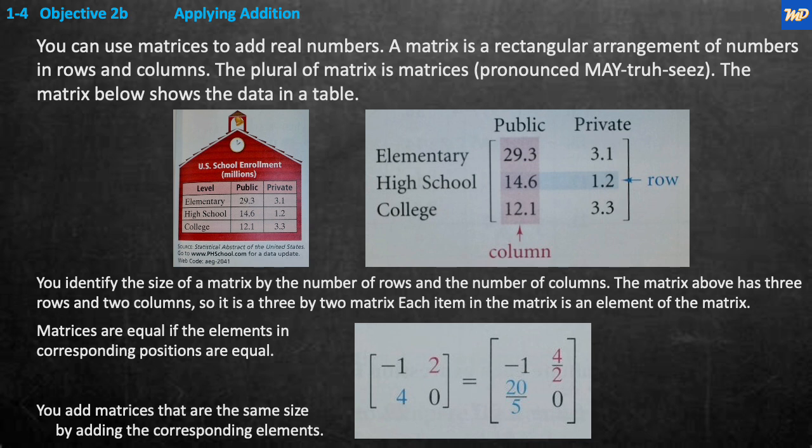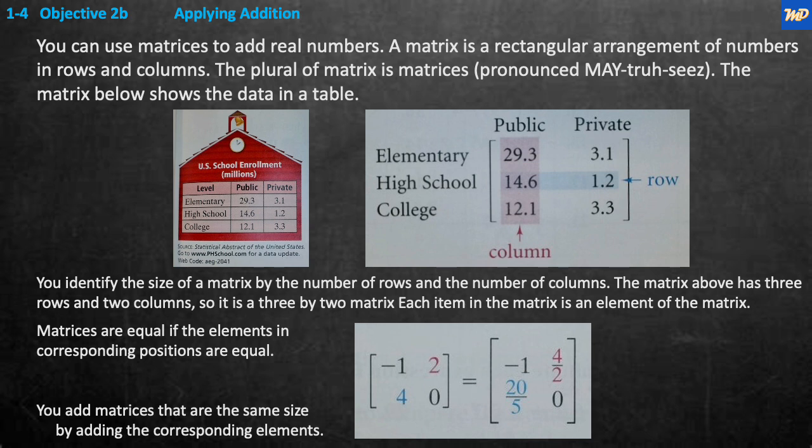Okay, so the data they're talking about is school enrollment in millions, right? Elementary was 29.3 public and 3.1 private. High school is 14.6 public and 1.2 million in private schools. And then college is 12.1 million students in public colleges, and in private colleges it's 3.3. I'm sorry, it's a little small, but it's the way the picture ended up being, but the table is bigger.